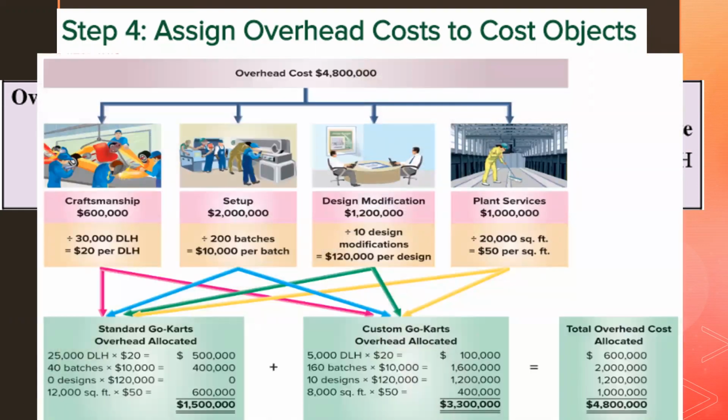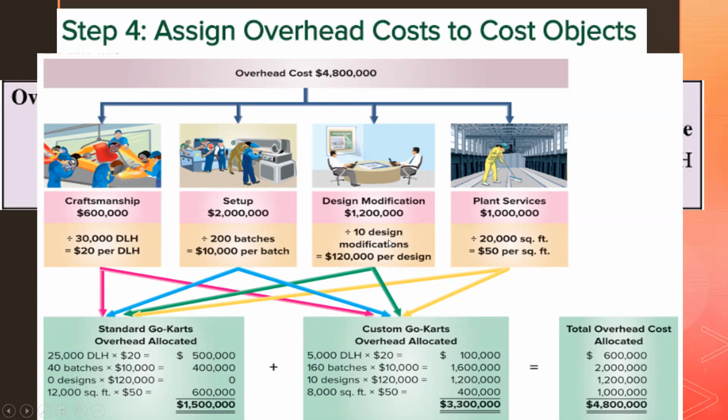Oh, this is an overwhelming diagram. It's the same information if you just look at it one thing at a time. There's the craftsmanship for, what, the fourth time? 600,000 divided by the 30,000 direct labor hours. They came up with $20 per. So they said, okay, standard go-karts, you take 25,000 direct labor hours times 20, 500,000 of the 600,000 is going to be allocated to the standard go-karts. Custom go-karts, we're going to use 5,000 direct labor hours times the $20. The other $100,000 is allocated to custom go-karts.